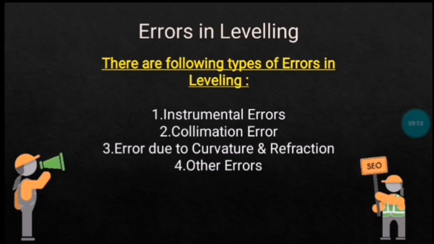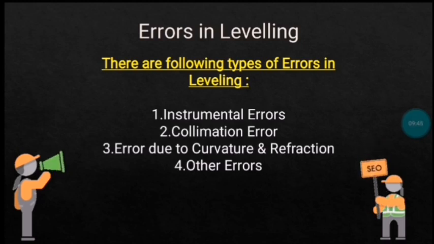Collimation error occurs when the collimation axis is not truly horizontal when the instrument is level. The effect is illustrated in the sketch below. I did not include it in the PowerPoint. In the middle is the leveling, then our line of sight is above, so the horizontal has an error.